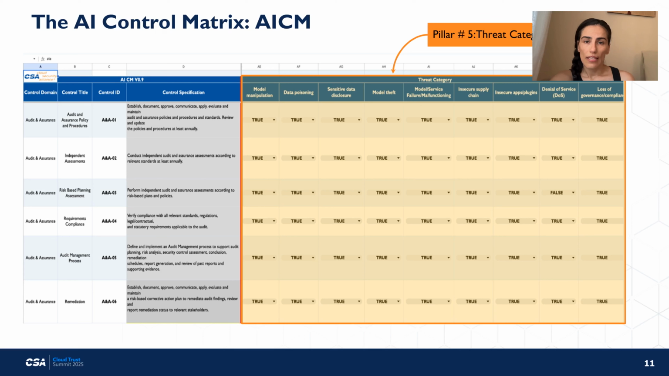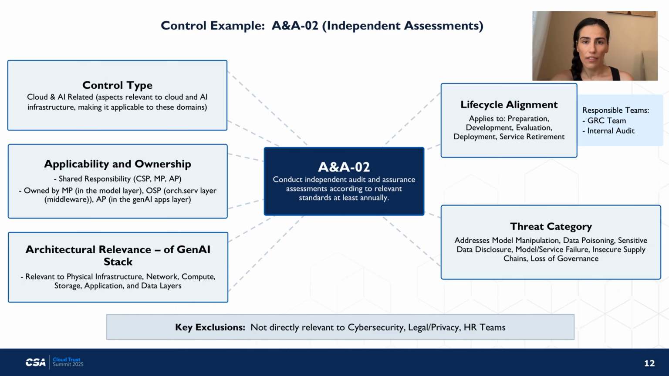And then in the next slide, I present an example. Again, this is the core architecture of the matrix, but this time it is more specific. I'm taking one of the controls, A&A02, as an example. A&A02 reads: conduct independent audit and assurance assessment according to relevant standards at least annually. And then for this specific control, going clockwise again, we have the control type. It is cloud and AI related, as it is relevant to aspects of both.